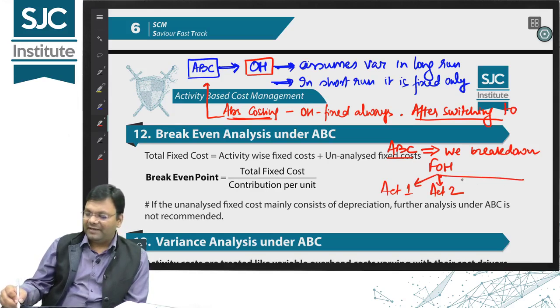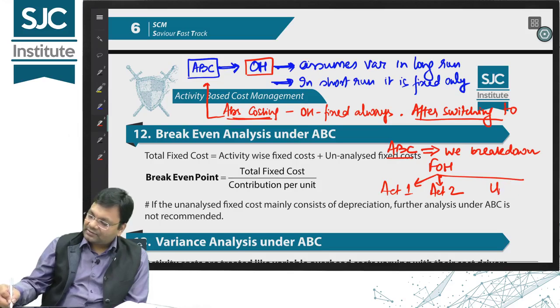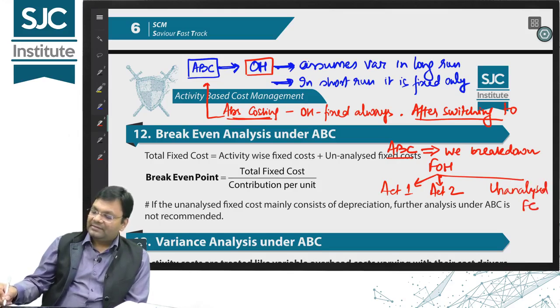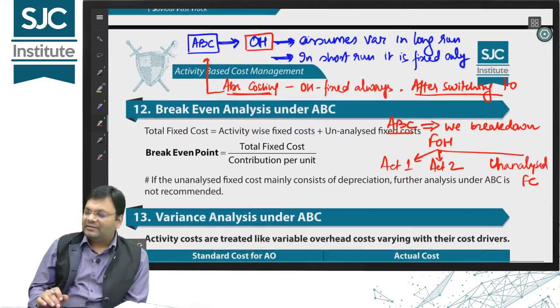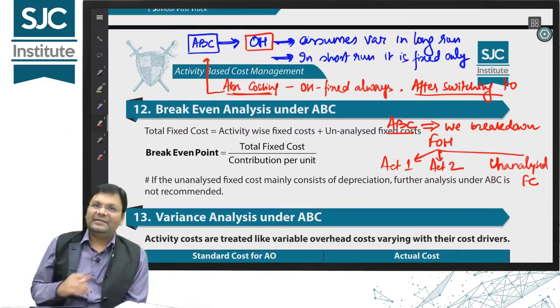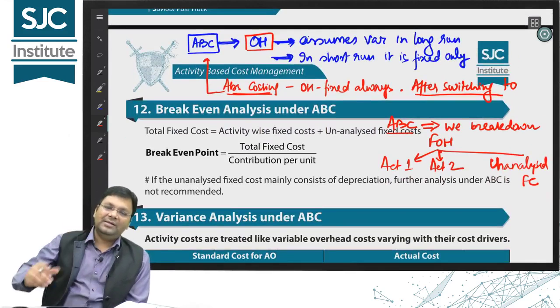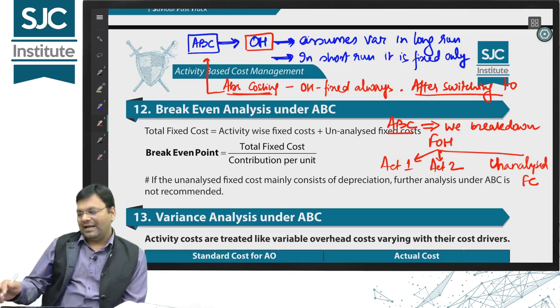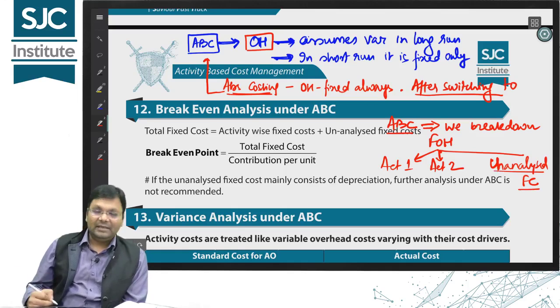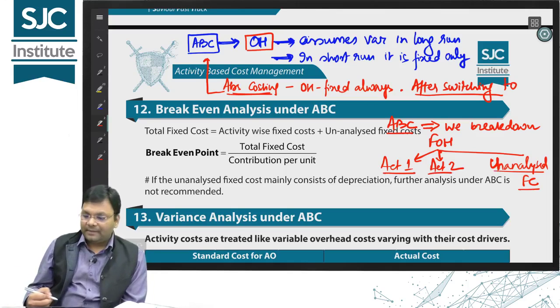So whatever we did not break is called unanalyzed fixed cost. Unanalyzed fixed cost means those fixed costs which have not yet been broken into activities. It's not necessary that as soon as ABC is implemented, you will break your entire fixed cost into activities. You can keep some fixed costs still as unanalyzed, and some activities you might have taken up.